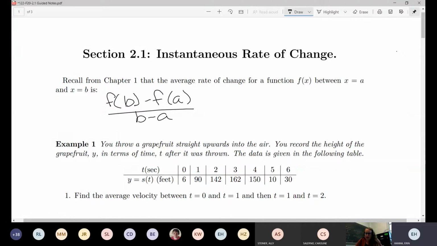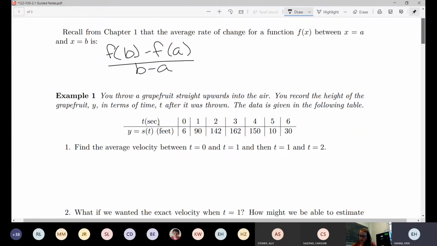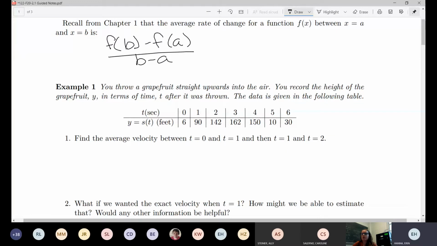That's essentially the idea we're going to build upon now. We're going to take this idea of average rate of change and build up. Say we have this table showing that we're going to throw a grapefruit straight up into the air and record the height it's at for certain times. The first thing we're asked to do is find the average velocity between t equals 0 and t equals 1, and then t equals 1 and t equals 2. That is something we already know how to do, still from chapter 1. The average velocity is the same thing as the average rate of change. So we want the average rate of change between 0 and 1.